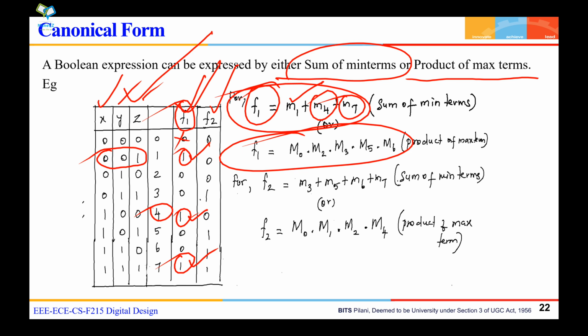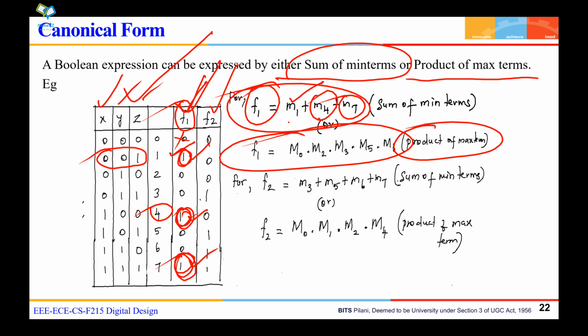The Boolean function for the variable F1 here can be written in the form of sum of min terms as, just see wherever you have 1, take the corresponding min terms. The min term corresponding to this is M1, this is M4, this is M7. So sum of min terms: M1 plus M4 plus M7. Now the same Boolean function F1 can be written as a product of max terms.